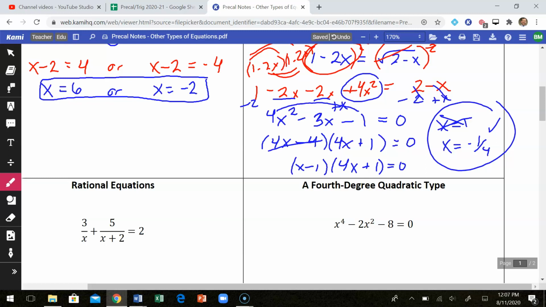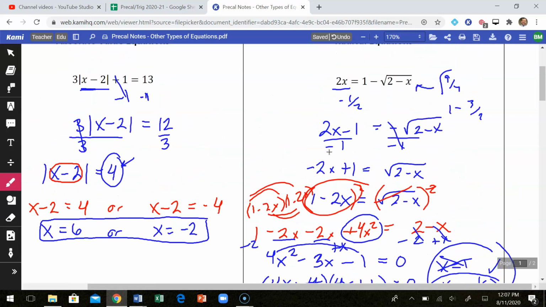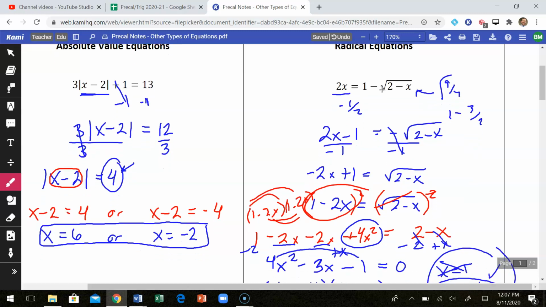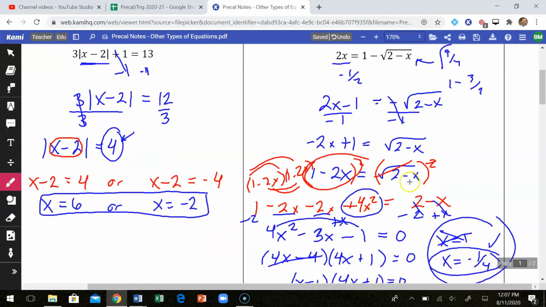So negative 1/4 does check out. 1 did not check out. So I actually only have one solution. It's negative 1/4. That example is probably about the most difficult type of radical equation that I could give you. They don't get much more challenging than that. A lot of them are easier than that.